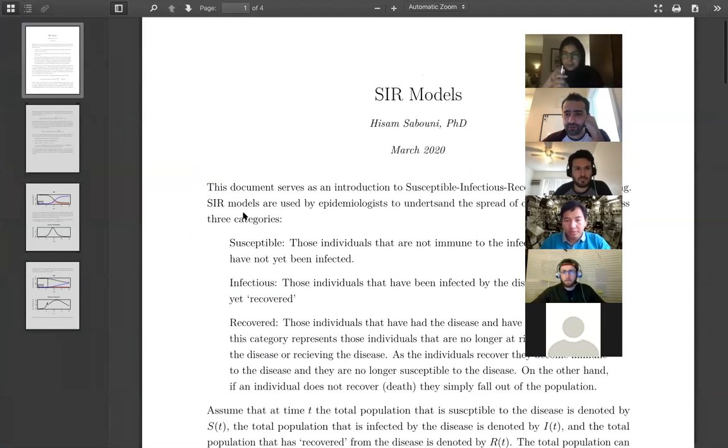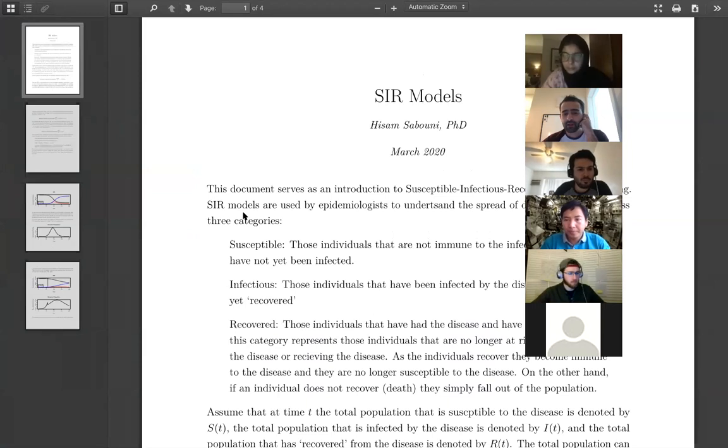Okay. Well, anyway, if you're watching the screen sharing, here it is. Okay, so SIR models are a way that epidemiologists track the spread of a disease. SIR models stand for susceptible, infectious, recovered models.